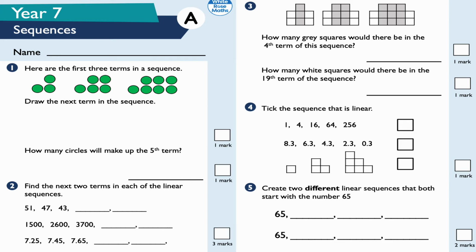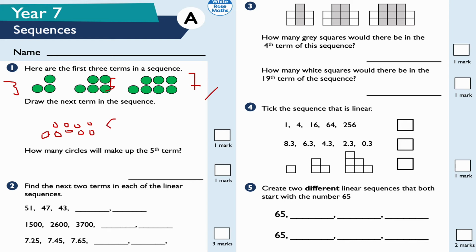Here are the first 3 terms in a sequence. So I've got 3 there. I've got 1, 2, 3, 4, 5. I've got 5 there. And then I've got 7. So each time I'm adding 2 more circles. So draw the next term. I'm going to have 9 circles, aren't I? 1, 2, 3, 4, 5, 6, 7, 8, and 9. Okay, so that'll be that one.